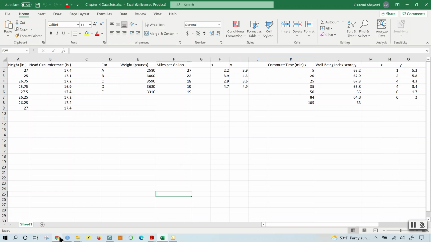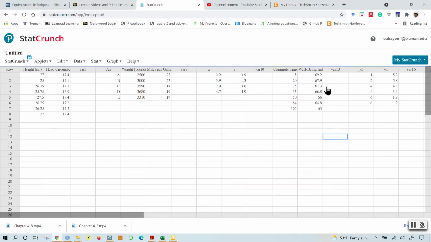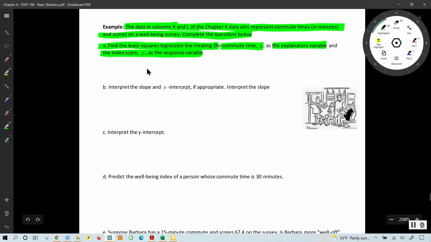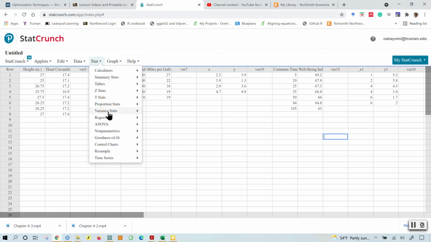I have copied that over into StatCrunch, where we're going to do our analysis. So commute time and well-being index score. And what would I like to do, according to the question, is to find the least squares regression line, where commute time is my x variable. So let's do that. I'm going to go to Stats, go to Regression. I'd like to do a simple linear regression analysis.